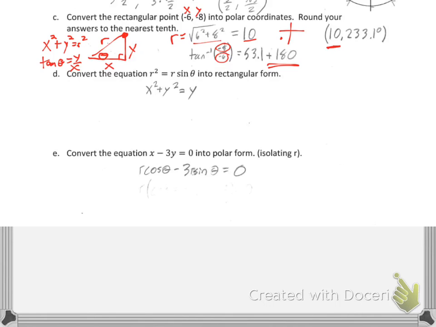So the radius of 10 from square root of x squared plus y squared, and the theta of 233.1, which is inverse tangent of y over x, and then we had to add 180 because of the particular point we were graphing. In part D, we're converting equations.